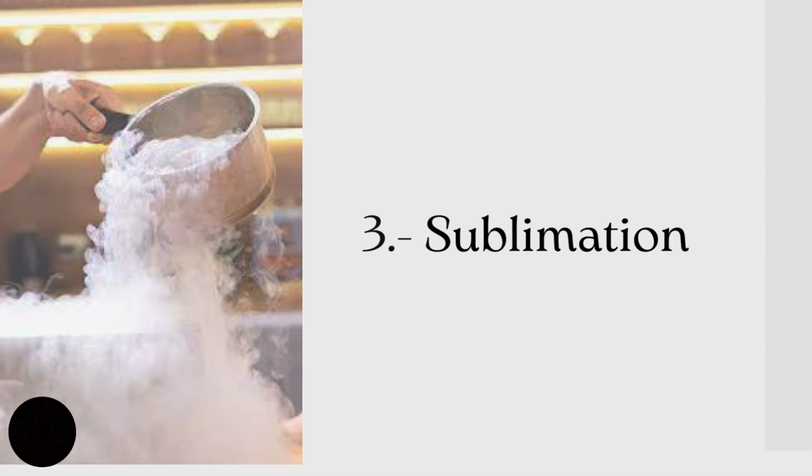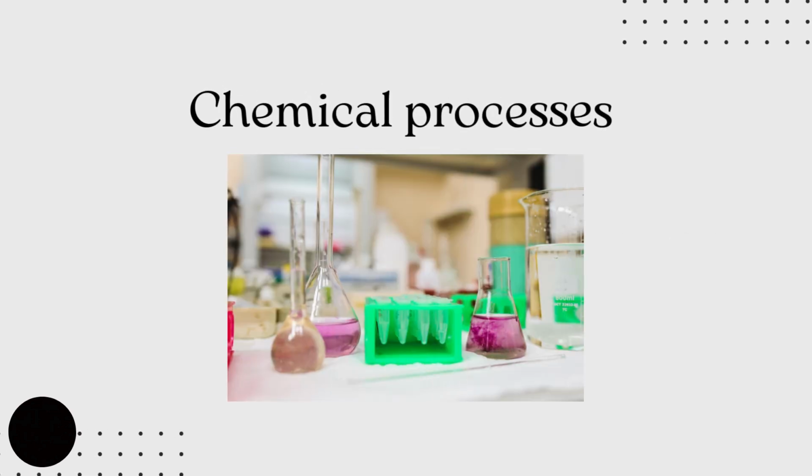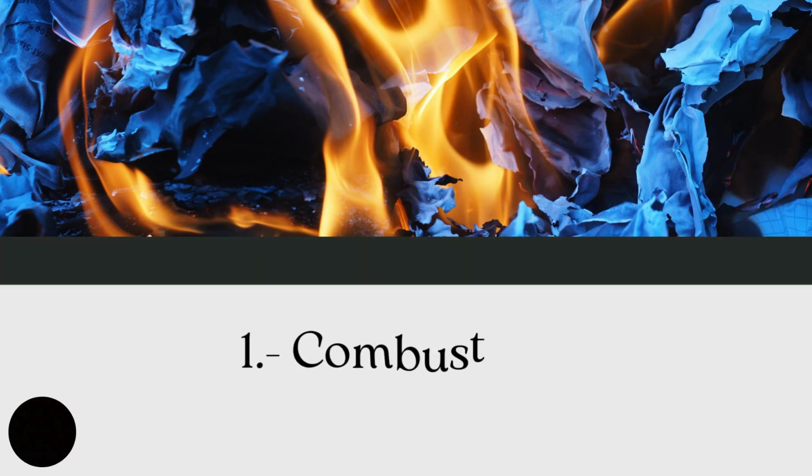Now talking about the chemical process, and the first will be combustion. Combustion is a chemical reaction between a fuel, usually containing carbon, and an oxidant, typically oxygen, that produces heat and light, often in the form of a flame.